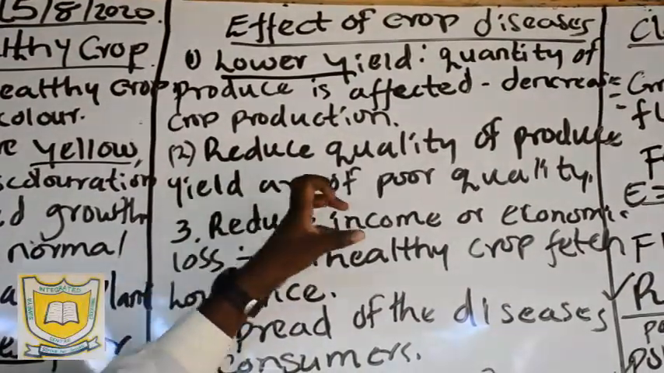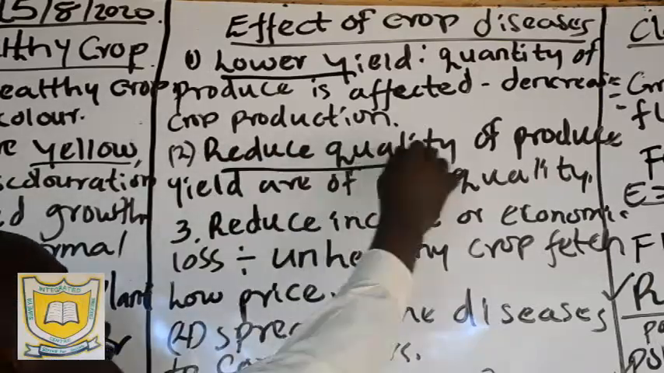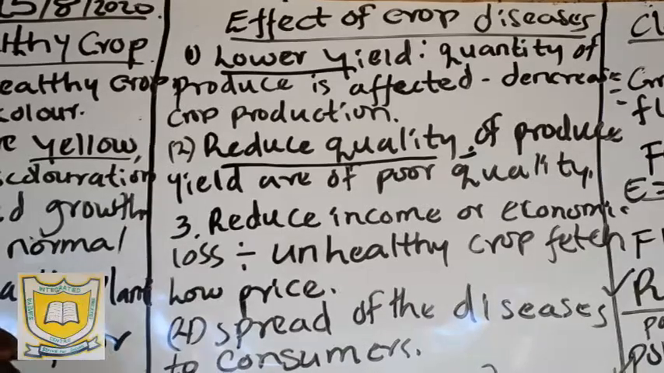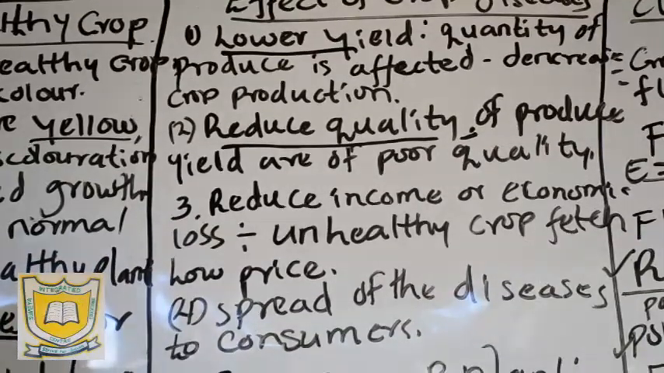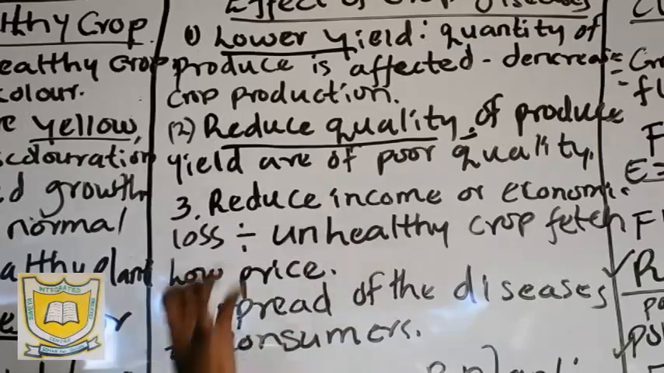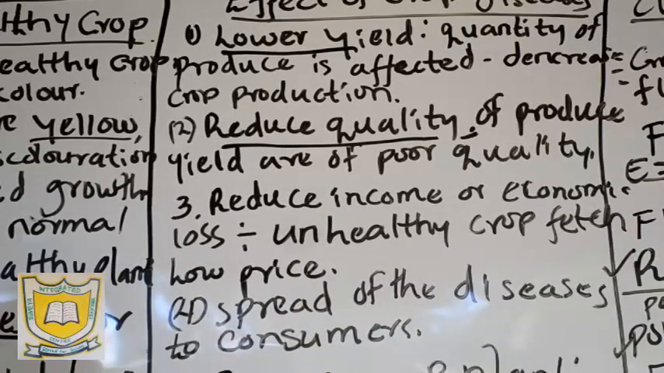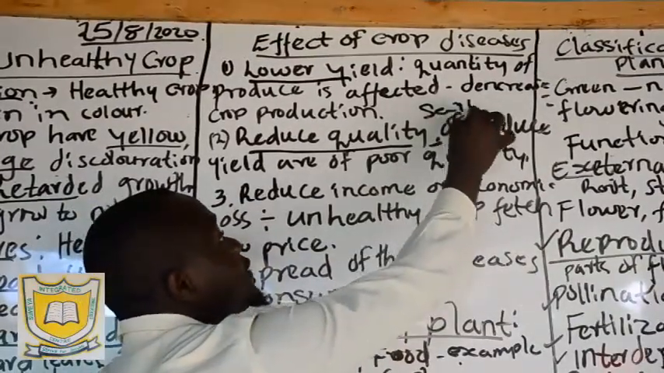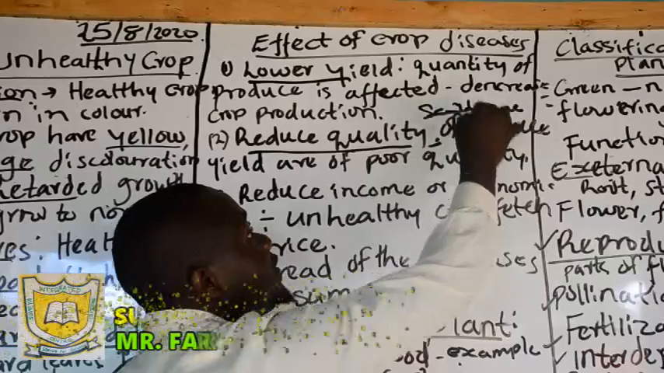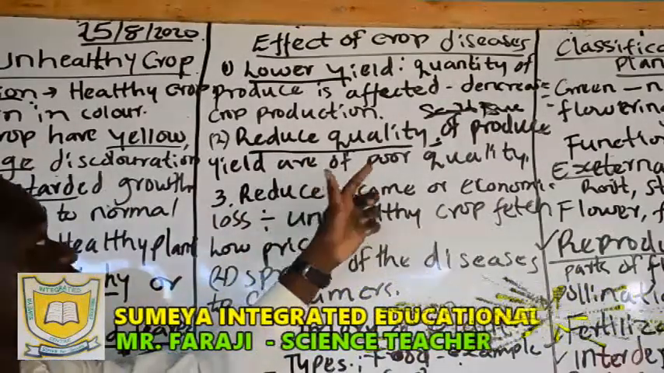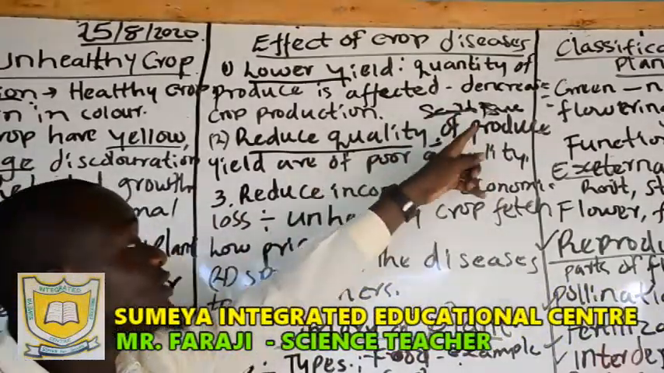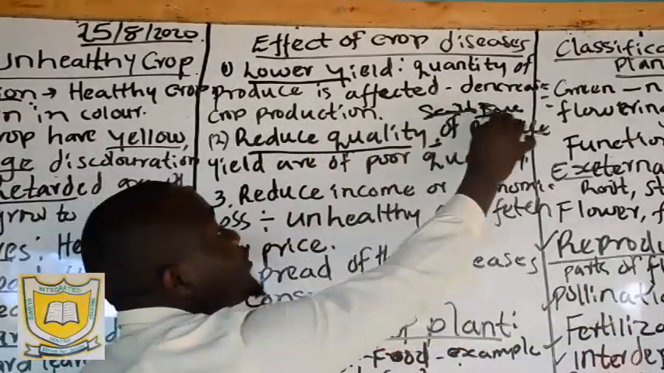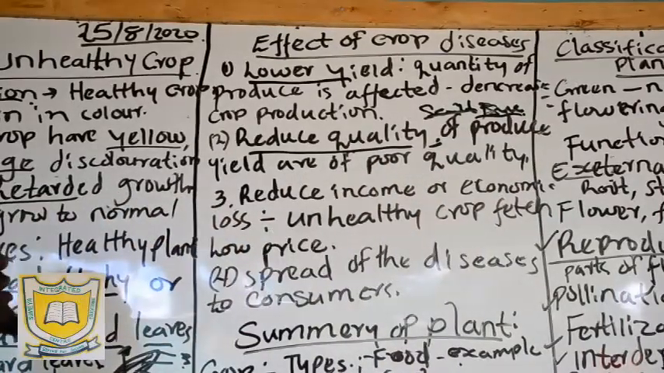Now, number two, it reduces the quality. For example, in sugarcane we expect a very strong, concentrated sugar inside it, but you may get a plant that is very watery, not sweet, or it may be salty. We expect the plant to have sugar inside it, but at the end of the day the quality of the crop is very salty inside. This means there is a reduction in the sugar, hence reducing the quality of that plant.